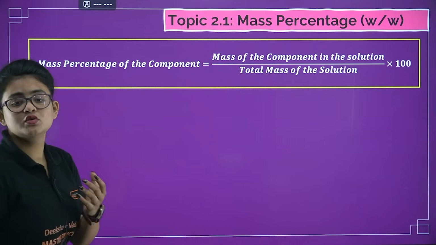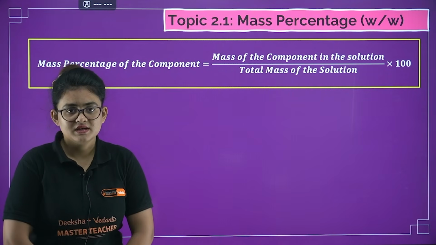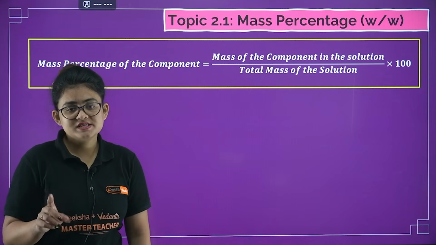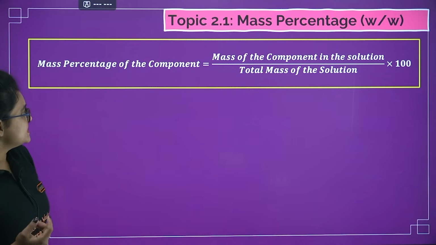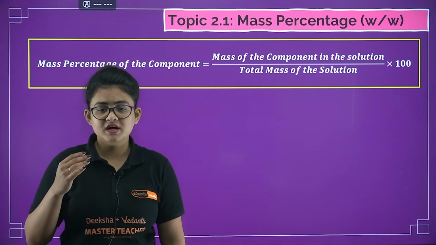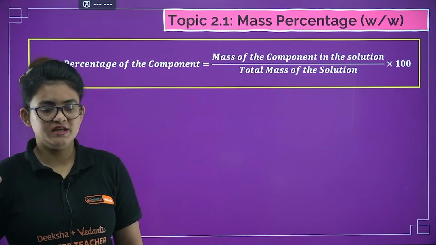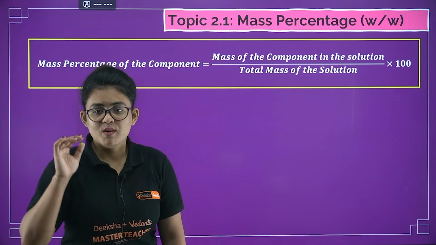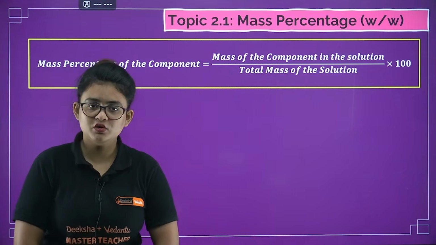I want you people to note down the formula so that while doing the numerical problems you don't get any kind of issues, and please be careful about the units, okay? So for mass percentage of the component, in both the numerator and the denominator the unit will be mass, weight by weight into 100. So as you can see, mass of the component in the solution divided by the total mass of the solution into 100.